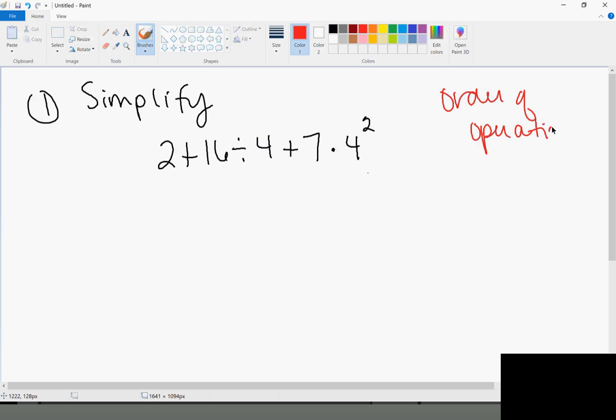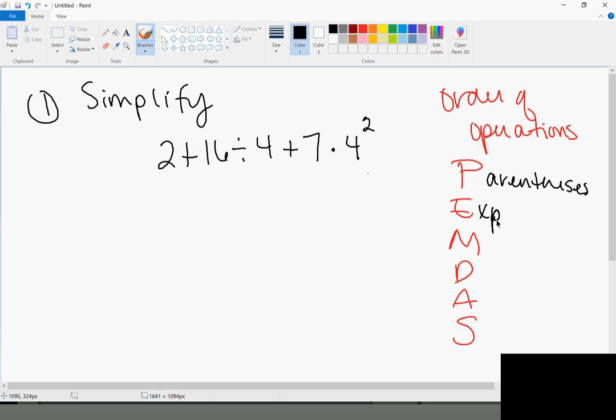The easy way that we can remember what those operations are is we like to call it PEMDAS, or Please Excuse My Dear Aunt Sally. So the P represents parentheses. The E represents exponents. M is multiplication. D is division. A is for addition. And S is subtraction.